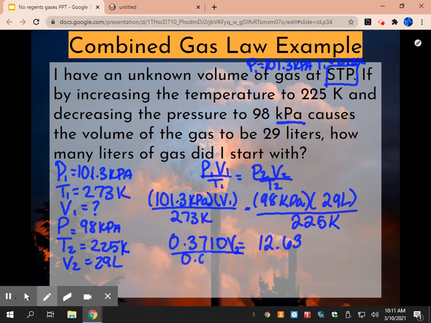Divide both sides by 0.3710. This cancels. V1 is equal to 12.63 divided by 0.3710. You get 34 liters. That's 2 sig figs.